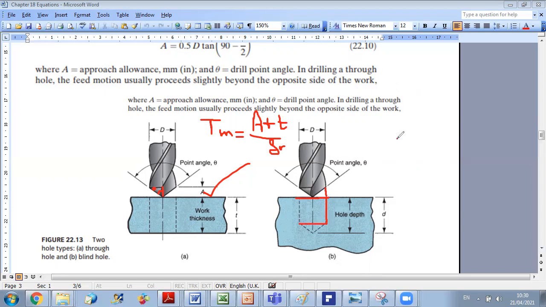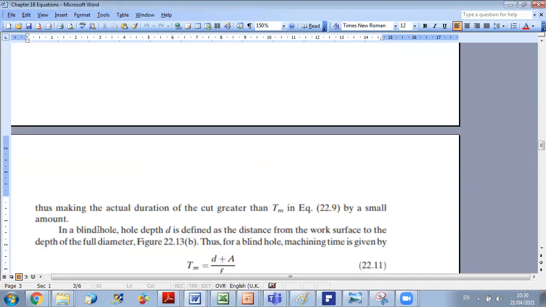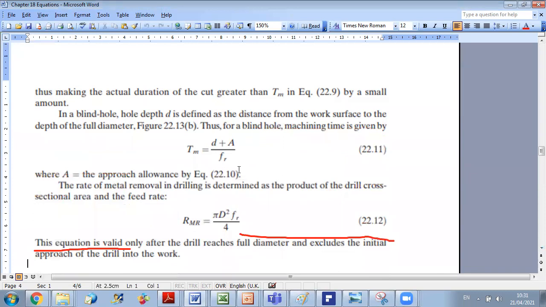Okay, so here we will see the details of the equation. So as we said, in case of a blind hole, the depth is defined as the distance from the work surface to the depth of the full diameter. Okay, so please keep in mind to correct the figure. It is not to the extremity of the drill, it's just to the depth of the full diameter. And in this case, the machining time will be equal to D plus A over FR.